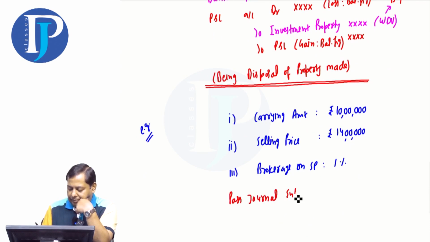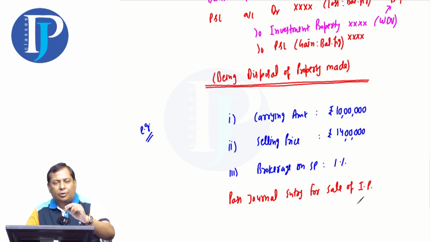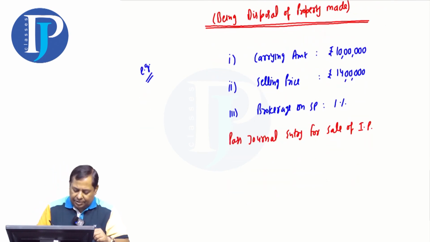Pass the journal entry for the sale of assets. It's a small matter. Write down a small example. It will help you remember the concept. It helps me too, I know it. This example is not worth explaining.